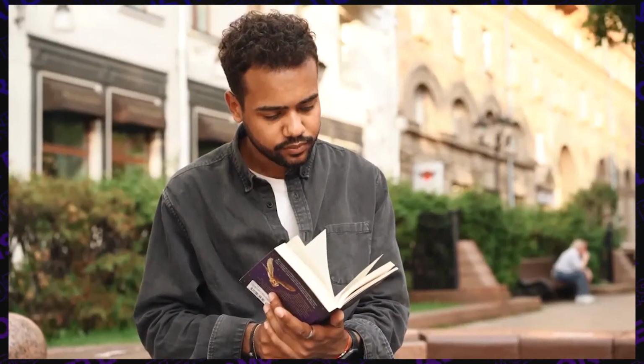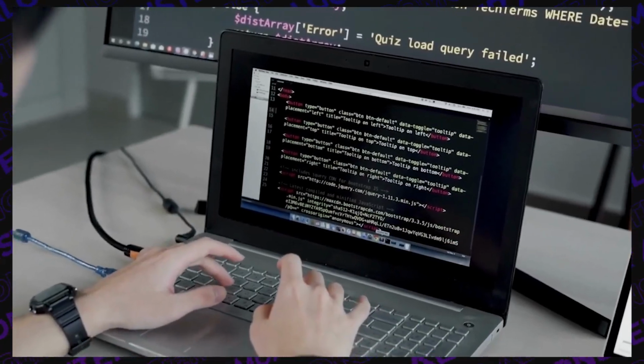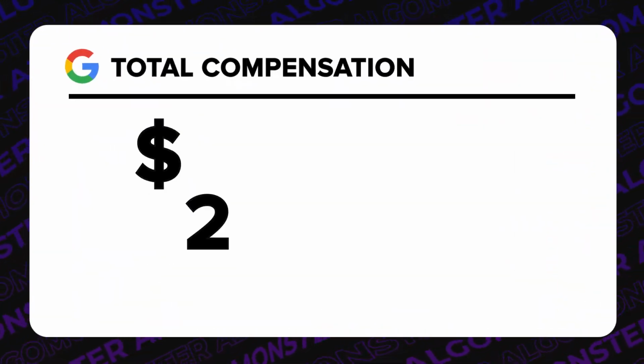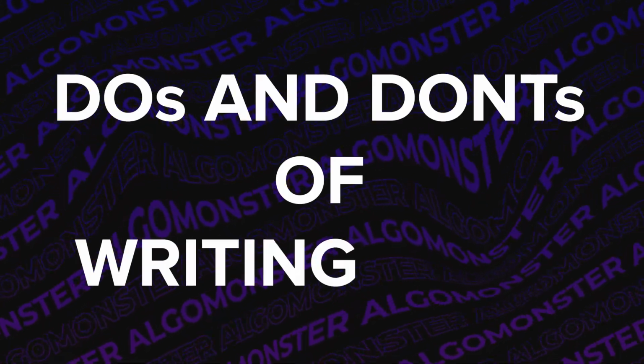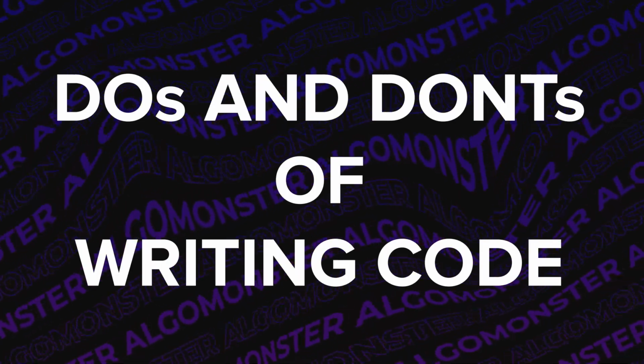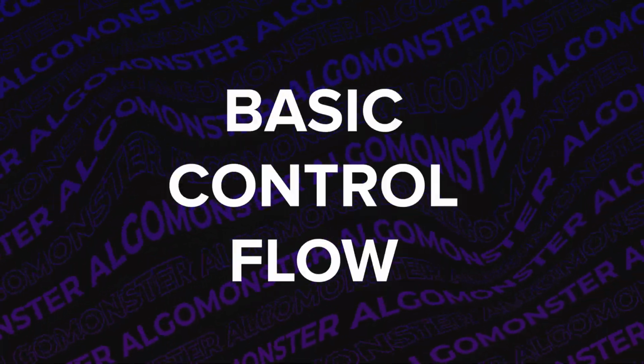If you continue to write code like this and never improve your style, you can wave goodbye to that six-figure FAANG salary. In this video, we're going to be talking about the do's and don'ts in writing code. First, let's talk about basic control flow.